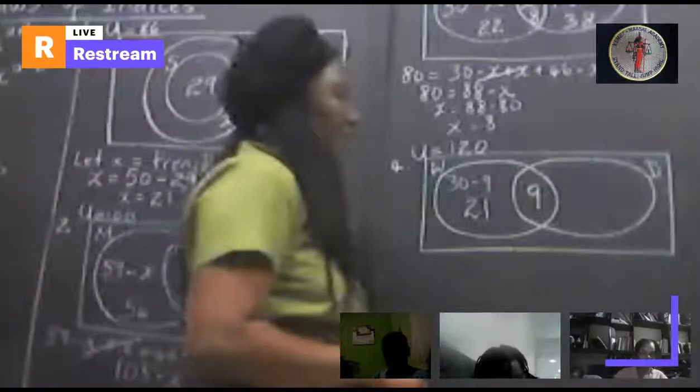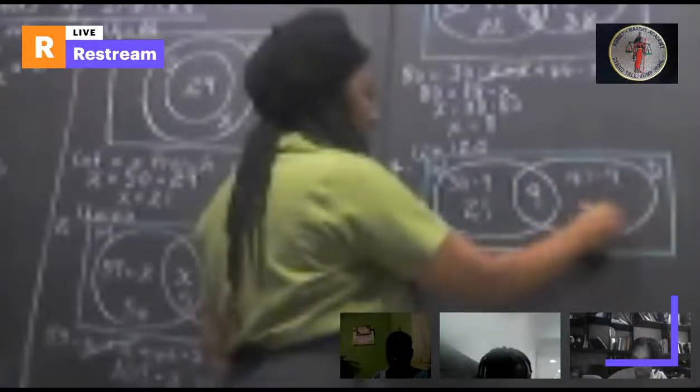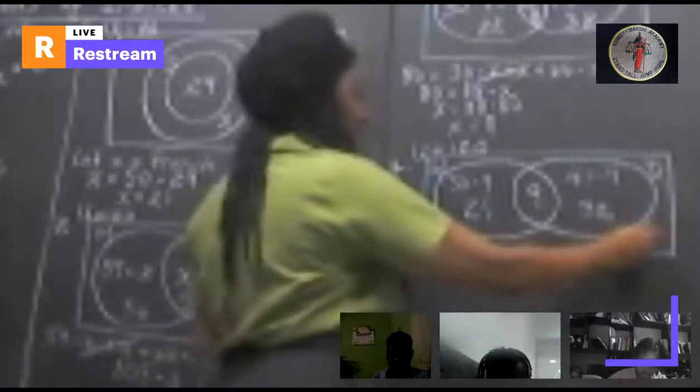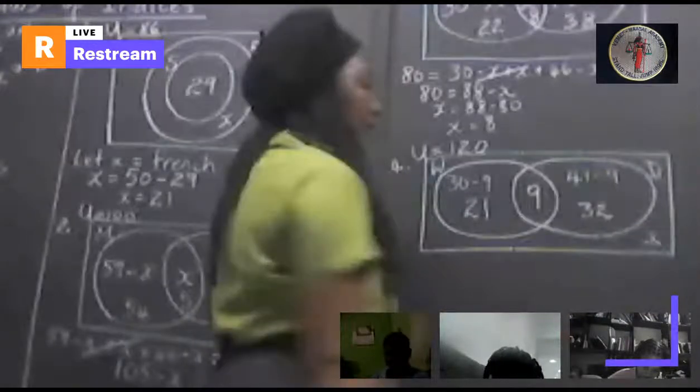And 41 people drive, so 41 minus 9 is 32. It's 32. And what goes out here? X, right? It's X.